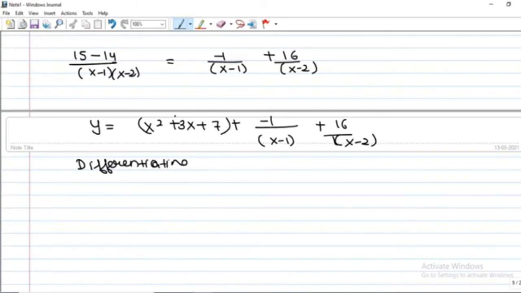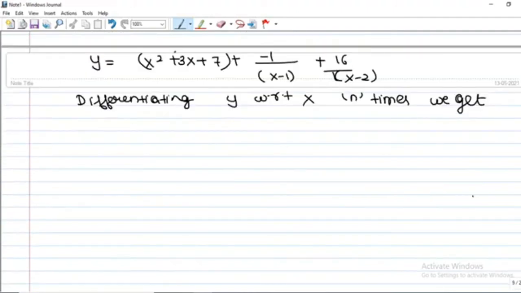Differentiating y with respect to x n times, we get... if I differentiate it, the derivative becomes 0. Very simple, because its second derivative will be 2x plus 3, the third derivative will be nothing but 2 only, and the fourth derivative will be 0. So before reaching the 10th derivative, it will become 0 only.